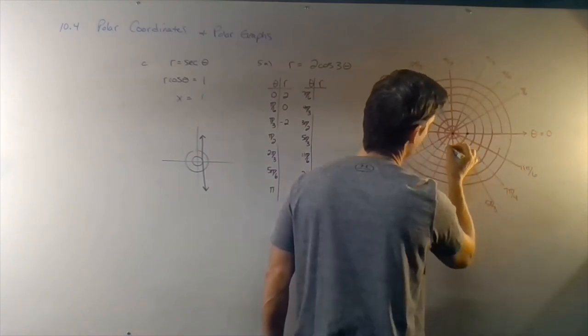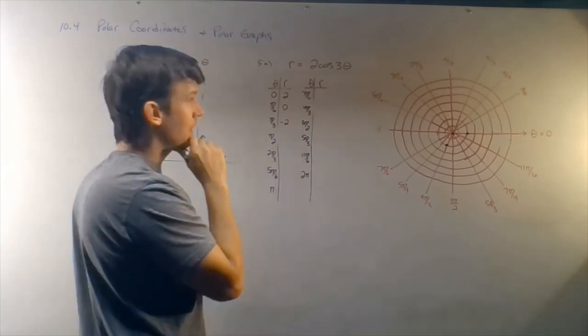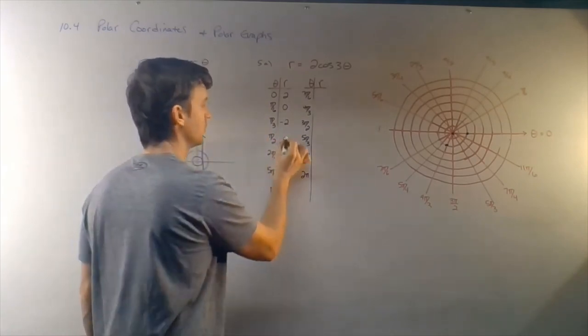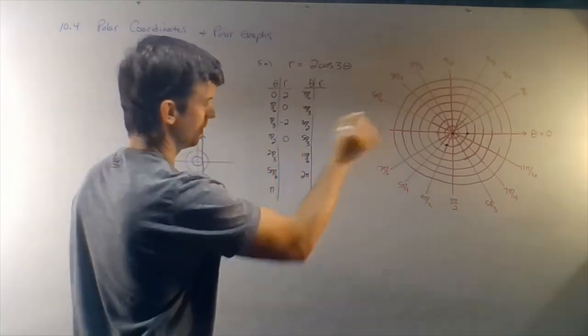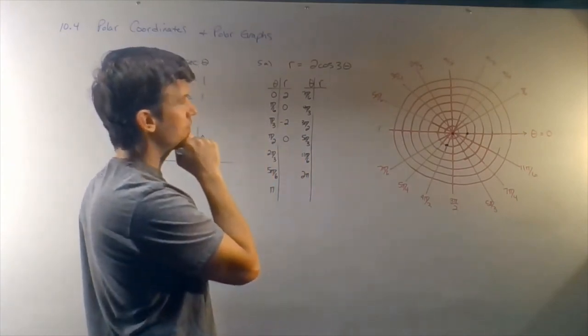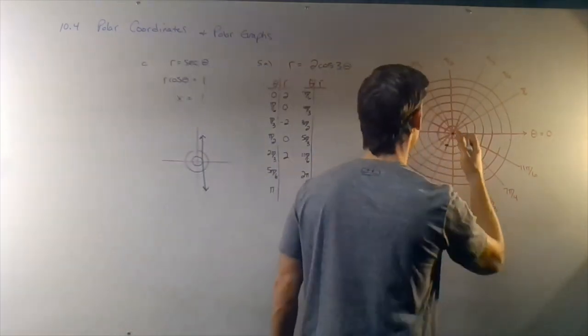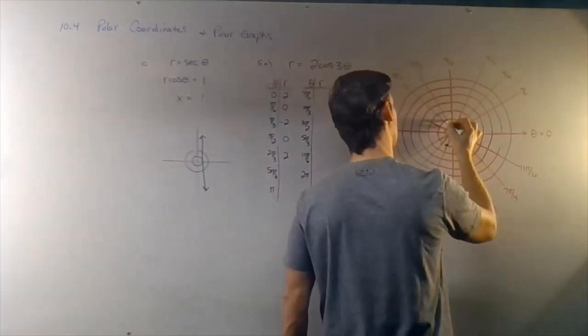So we're down here. And then pi over 2, we get the cosine of 3 pi over 2, which is 0, times 2 is 0. So back to 0 there. 2 pi over 3, when I plug that in, I get the cosine of 2 pi, which is 1, times 2 is 2. So facing 2 pi over 3, we're going to go 2 units that way.